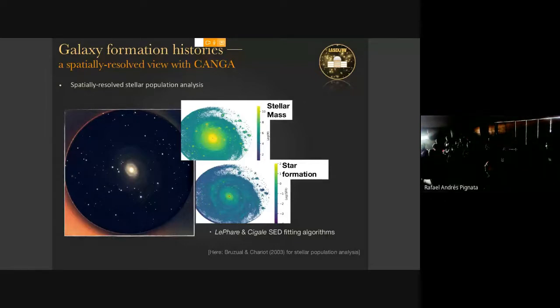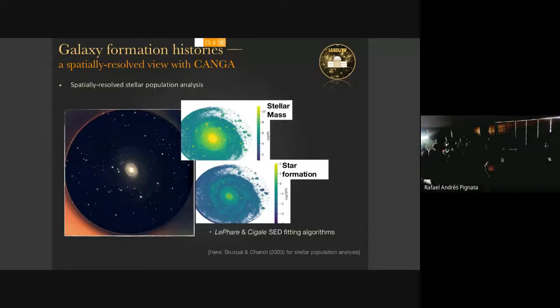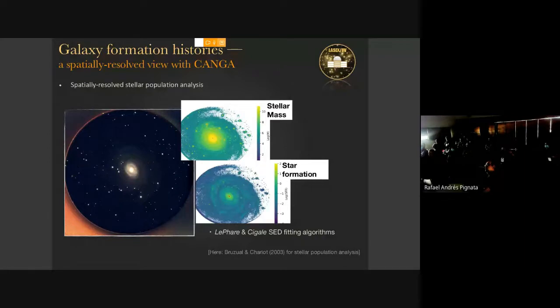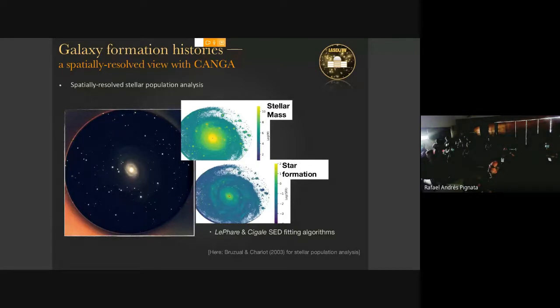This is similar to the work that has been done in the north with SDSS, but Kanga goes 3 magnitudes deeper. So the idea is to kind of do different science.